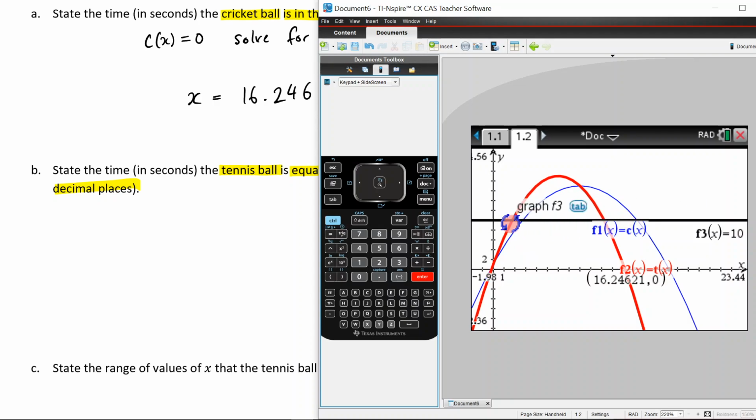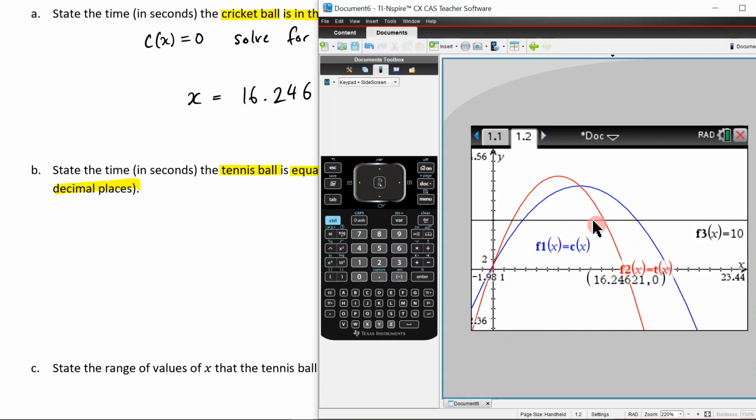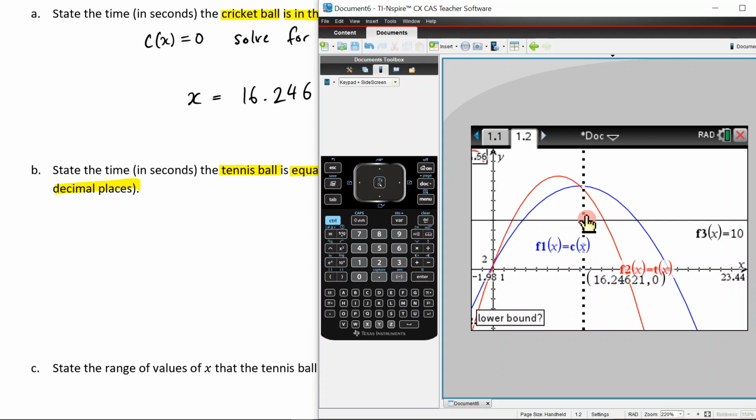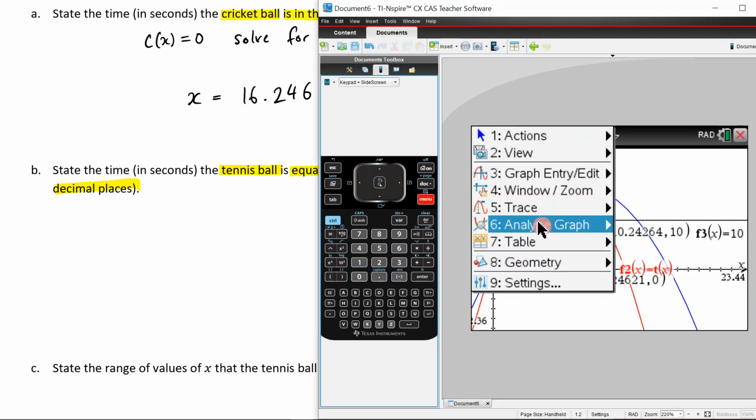So obviously where it's above 10 meters high is this portion right here. To figure out the total amount of time that it's equal to or above 10 meters high, I would simply subtract this from this. So I need to find the intersection points, and then subtract this from this. Now, if you wanted to do it here, you could. You'd have to go Analyze Graph, then Intersection, click on the two things you're after, and then do the same thing again.